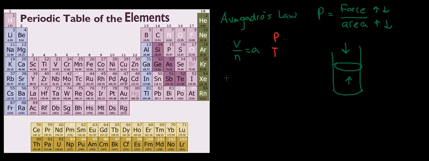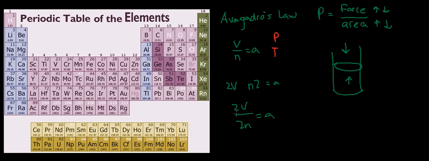So here's an easy example. Let's just think about it this way. If I want to double the volume, what am I going to have to do to the moles to equal the same constant? Well, I have 2V, I'm going to have 2N to equal this constant A. Because no matter what I do to volume or moles, whatever happens to one, the other one has to change in order to still equal this constant A.